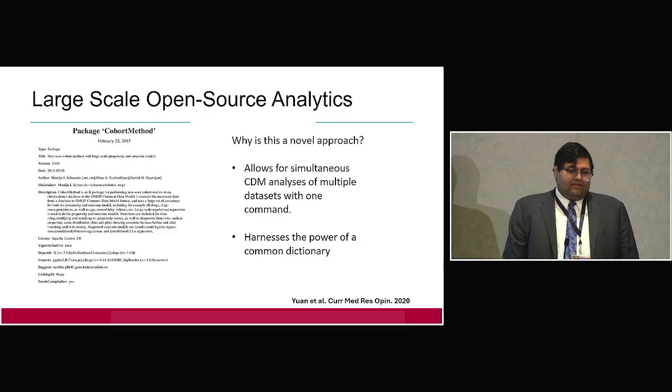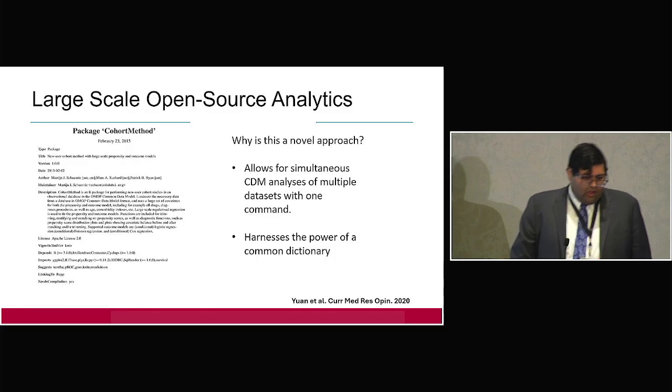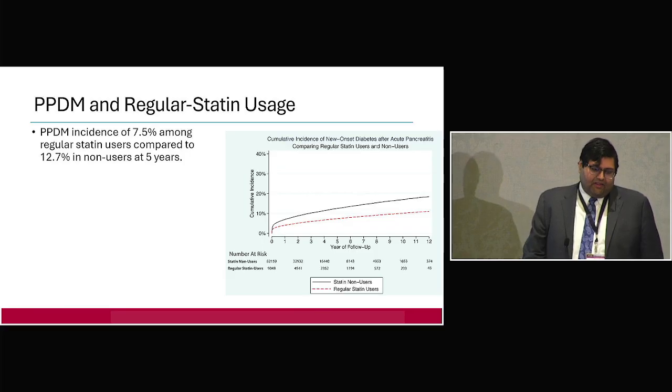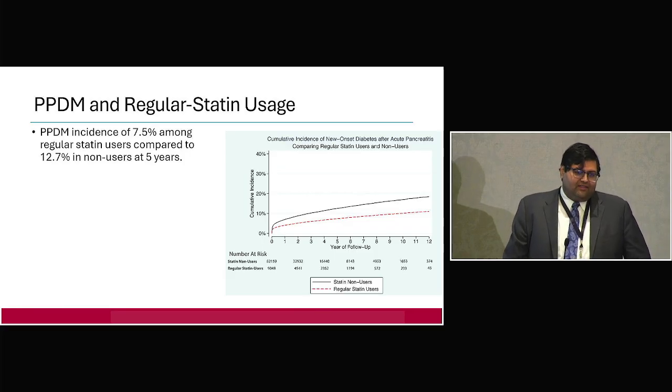This is an analytical tool that was first developed in R, and basically, it allows you to create a cohort of new users and analyze different exposures with one command, as long as the data uses the OMOP common data model. And it really harnesses the power of the common dictionary to be able to perform these analytics across data sets. We looked specifically in Optum, and what we found was that incidence of pancreatitis was lower in statin users compared to non-users. You can see this in this cumulative incidence curve going out to 12 years.